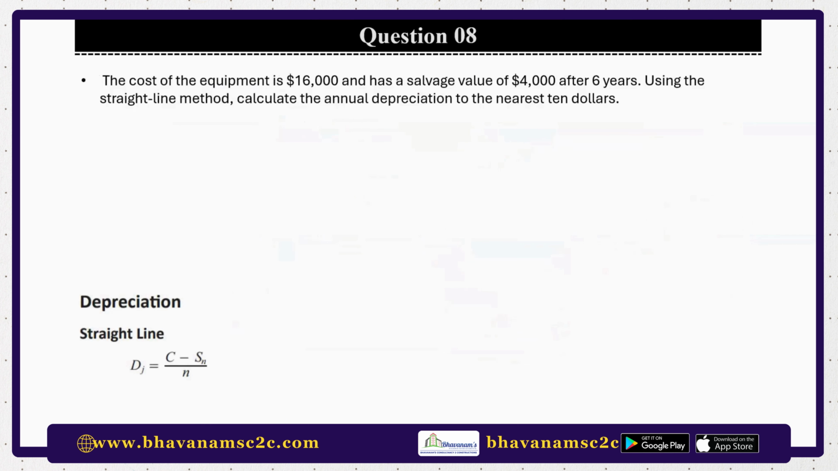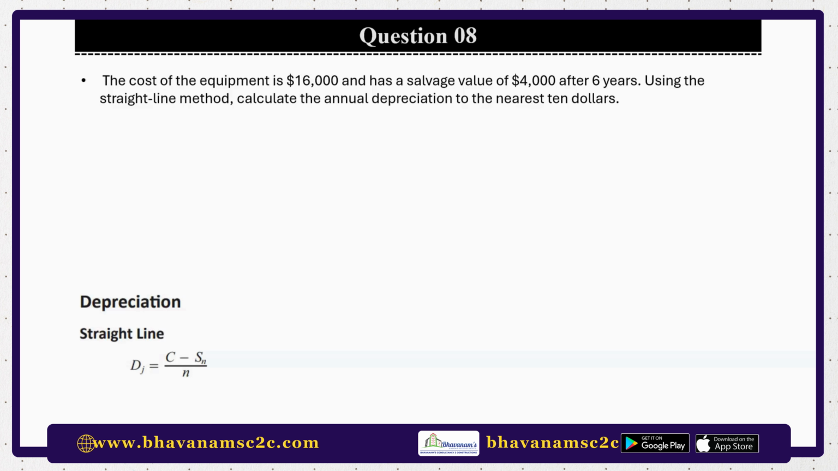The cost of the equipment is $16,000 and it has a salvage value of $4,000 after 6 years. The salvage value is $4,000 after 6 years. Using the straight line method, calculate the annual depreciation to the nearest $10.